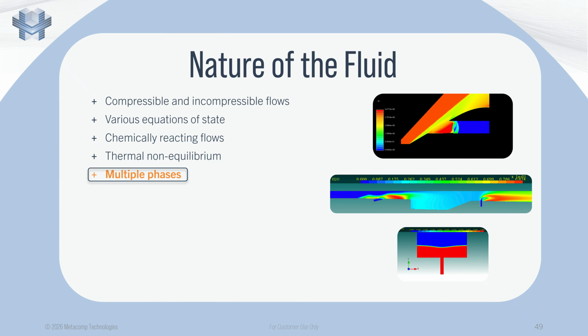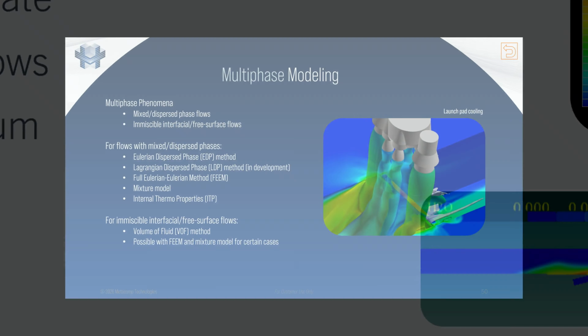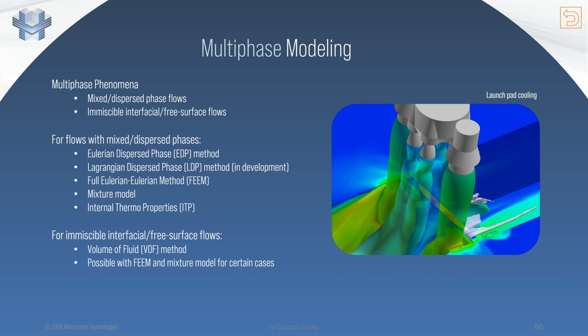Several models in CFD++ can be used to solve multiphase flows depending on the physics that needs to be simulated. For mixed or dispersed phase flows, CFD++ offers both Eulerian dispersed phase (EDP) and Lagrangian dispersed phase (LDP) models to simulate multiphase systems where particles are carried by the continuous phase. These models are best suited for scenarios where secondary phases maintain relatively low volume fractions across the flow domain.